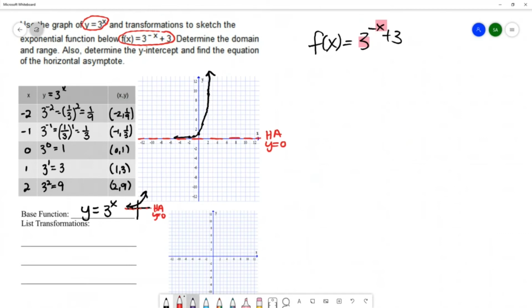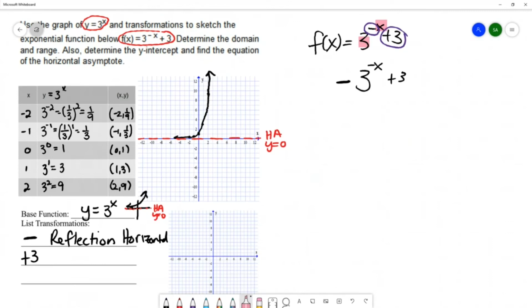So we have two transformations in this function. We have a negative and a plus 3. So the negative, multiplying by a negative, is the transformation of reflection. And there are two types of reflection, a vertical reflection and a horizontal reflection. When you have a negative that's multiplied onto the x part, that's on the inside of your base, that is a horizontal reflection. So this is horizontal. If the negative would have been here, this negative is on the outside of the base function, and that would be a vertical reflection.